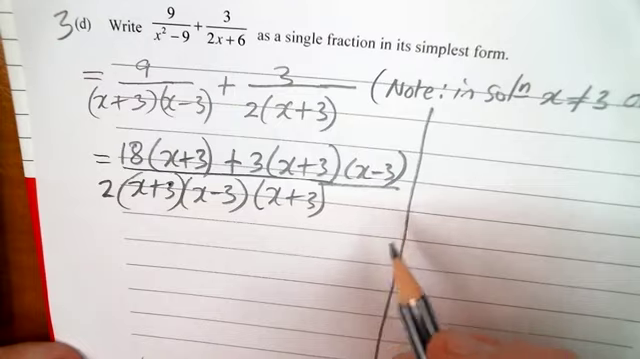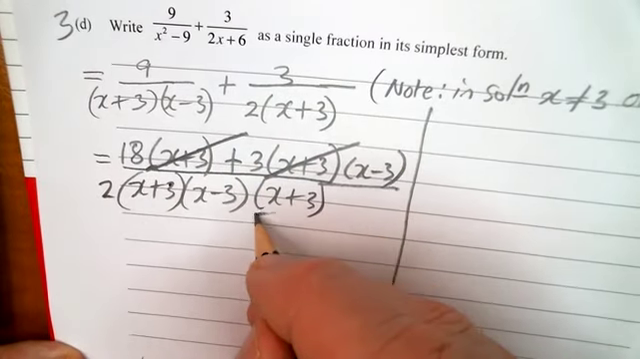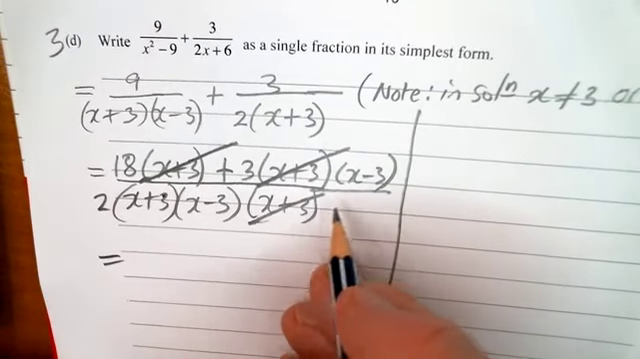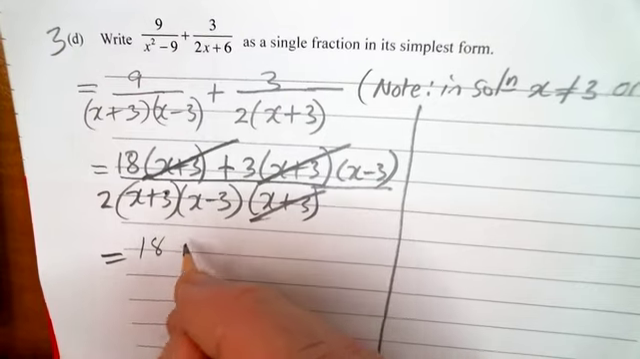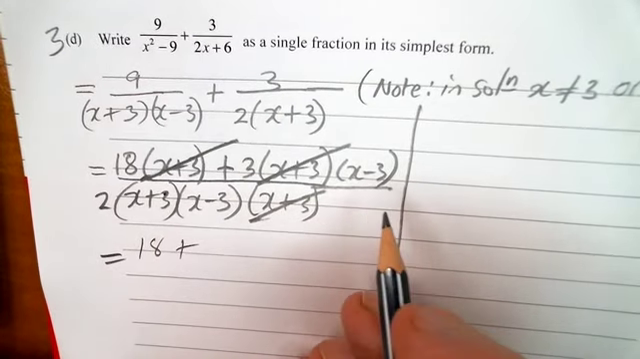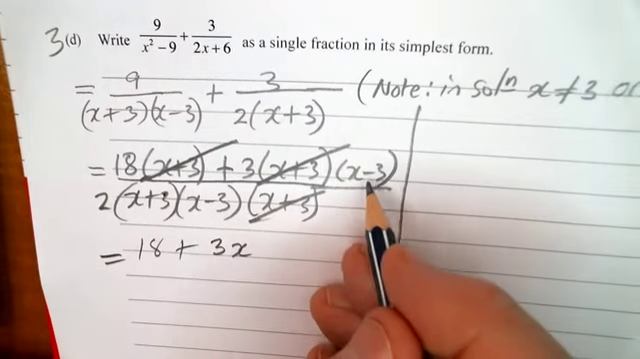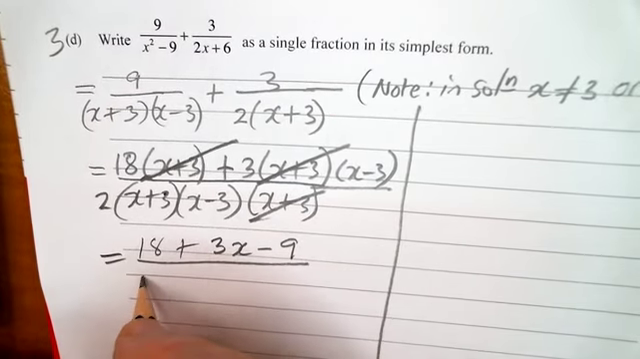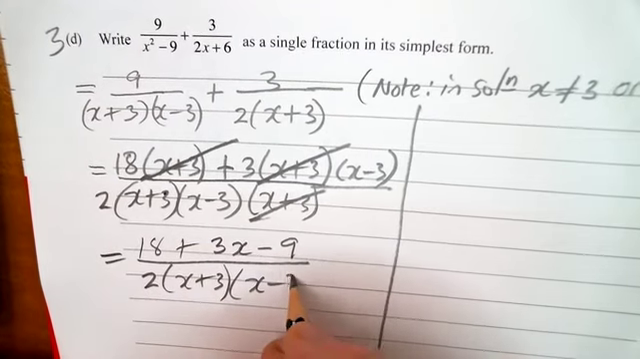So straight away I can start to cross some things off here. I cross an x plus 3 off there, an x plus 3 off there, and of course 1 off the bottom. So now what are we left with? We're left with an 18 plus 3 lots of x, which will be 3x, and 3 times that is going to be minus 9, over 2 lots of x plus 3, x minus 3.